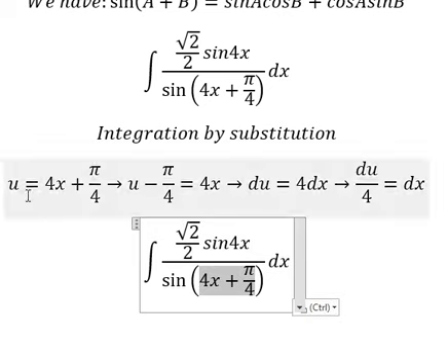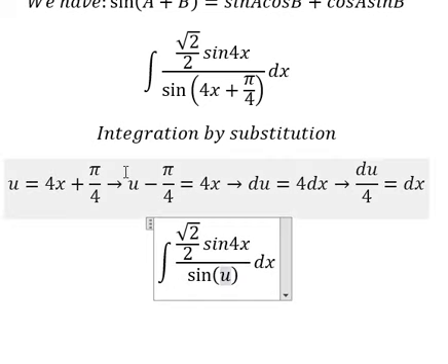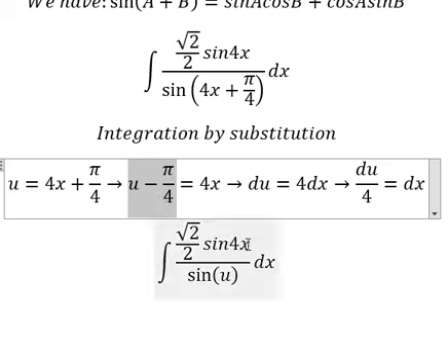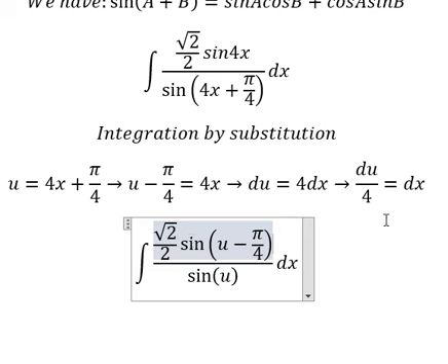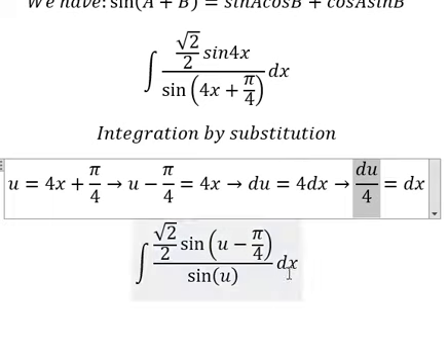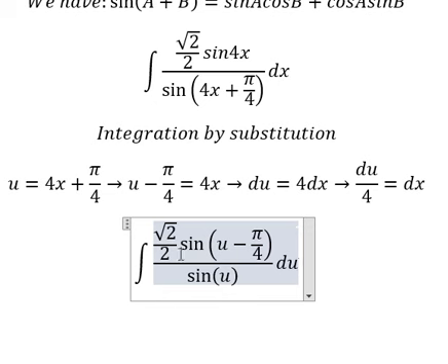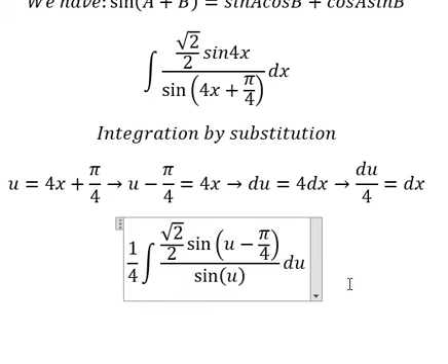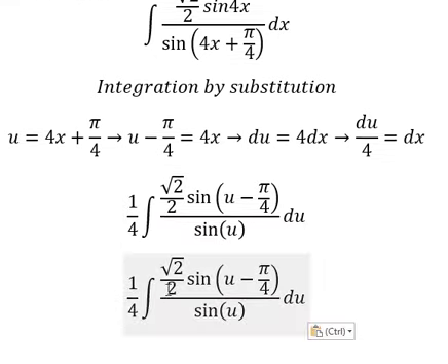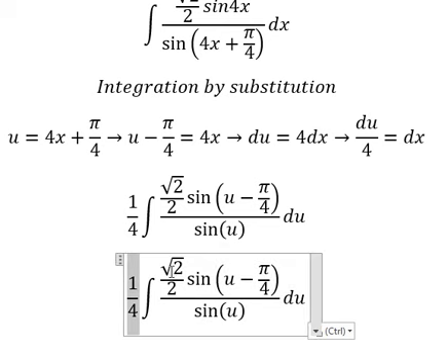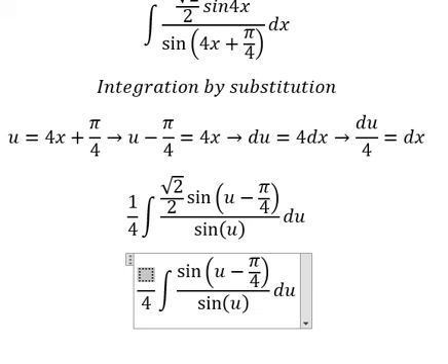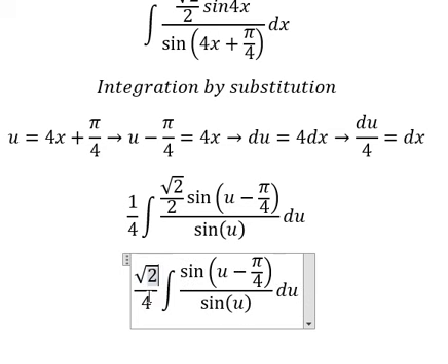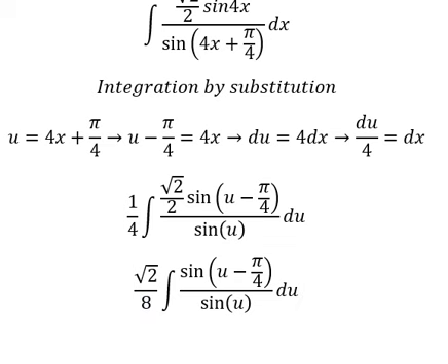So this one is u. 4x is this one. dx is this one. So this one multiplied by this one, we have the square root of number 2 over 8. Now we have the formula in here.